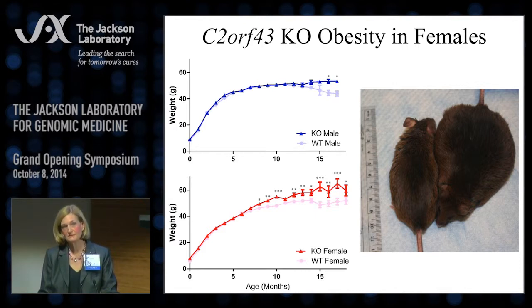So the fat mice are the female mice, and you can see that by about 8 months, they begin to really differentiate from their male sibs. So this gene appears to have a role that is also related to the sex of the mouse.